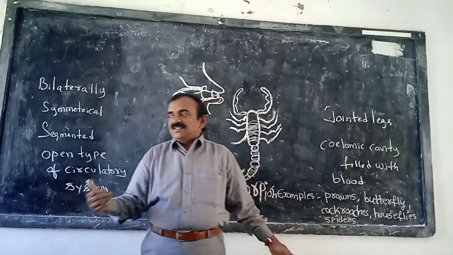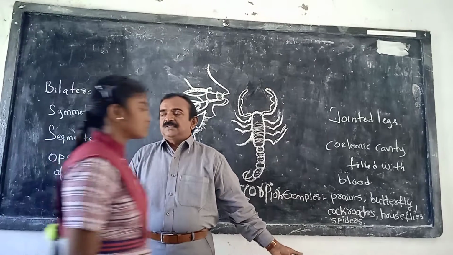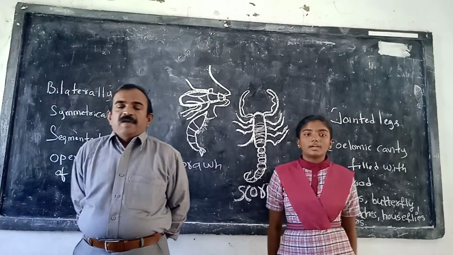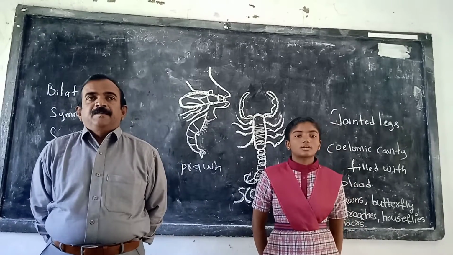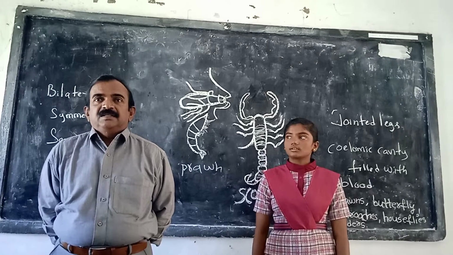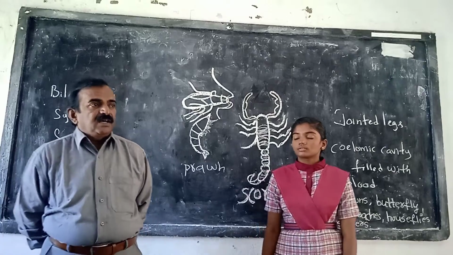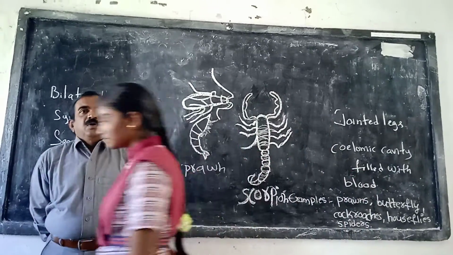Give some examples of arthropods. Come on, say. Prawn. Butterfly. Cockroach. Housefly. Spiders. All these are arthropods. They have jointed legs, so they are called arthropods. Thank you.